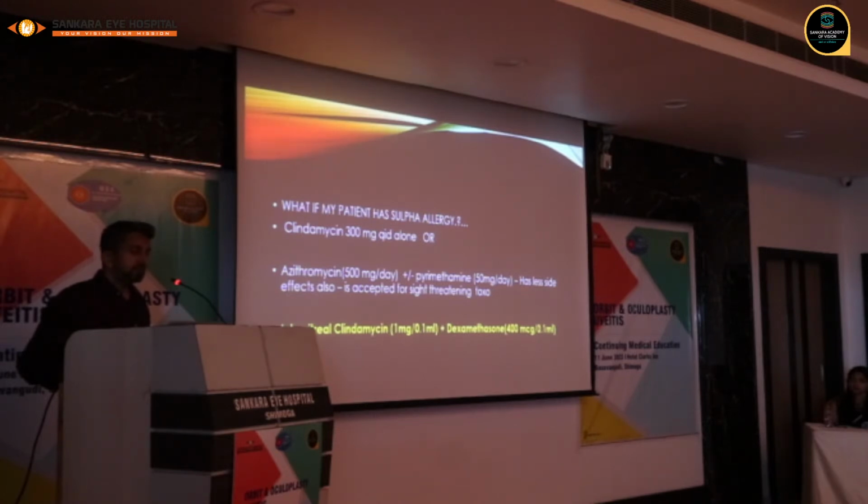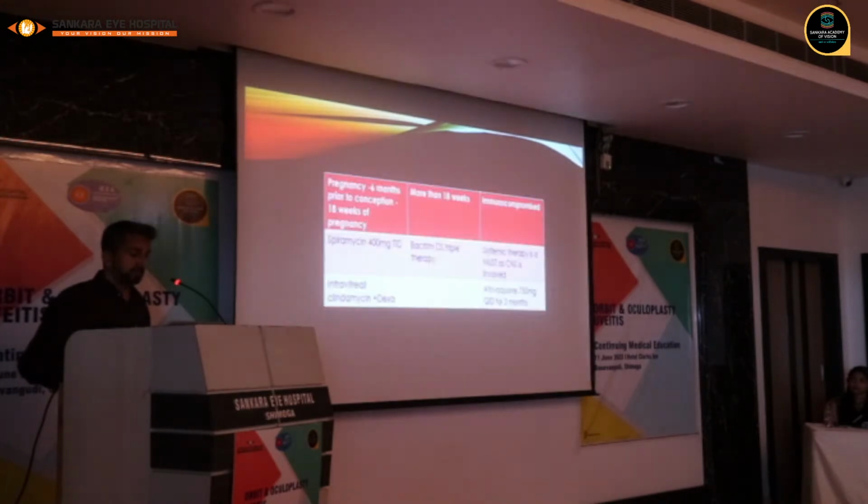Nowadays, people prefer using intravitreal clindamycin injections at a dose of 1 milligram in 0.1 ml, along with intravitreal dexamethasone. It is found to be equally effective as systemic therapy. So in pregnancy, you can use spiramycin. When somebody is planning a pregnancy and they're infected, it's better to use spiramycin. Or, to be safer, you can give intravitreal clindamycin with dexamethasone.